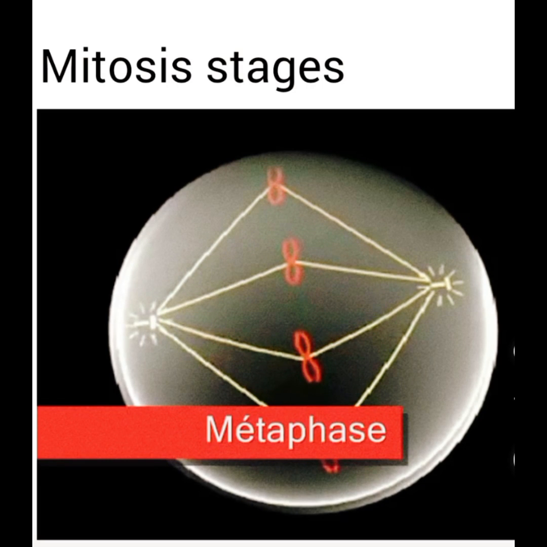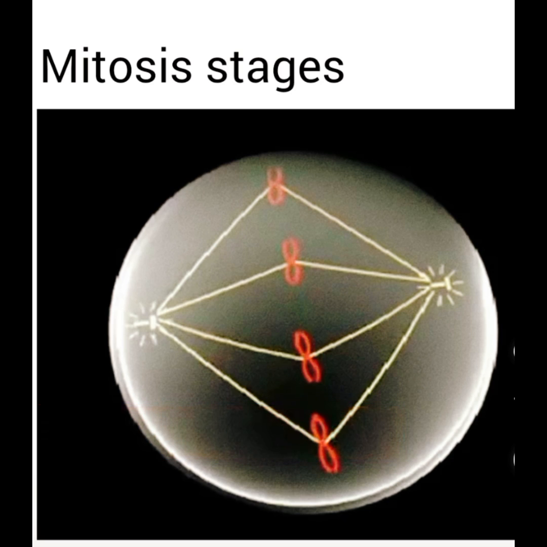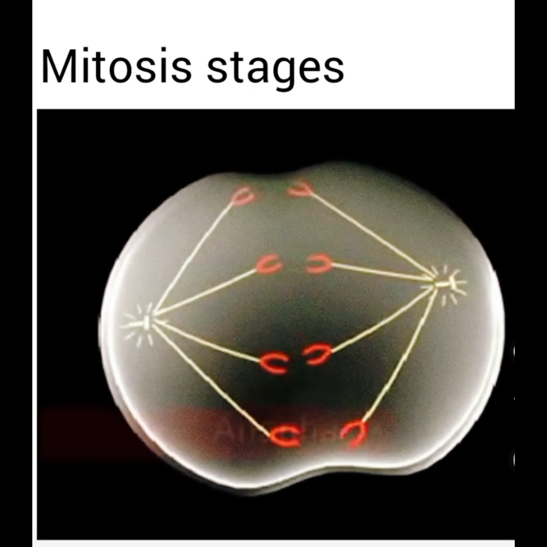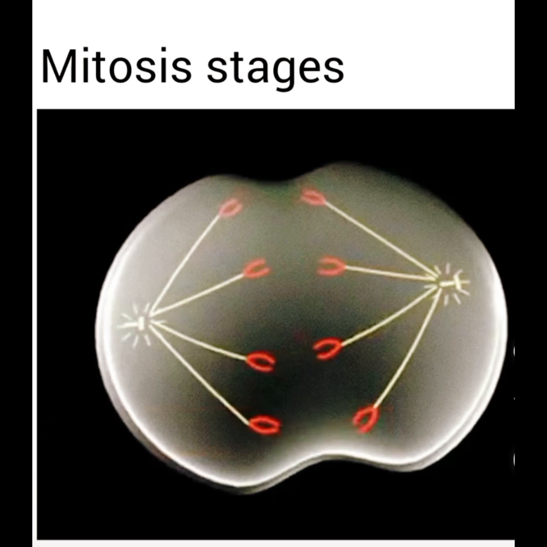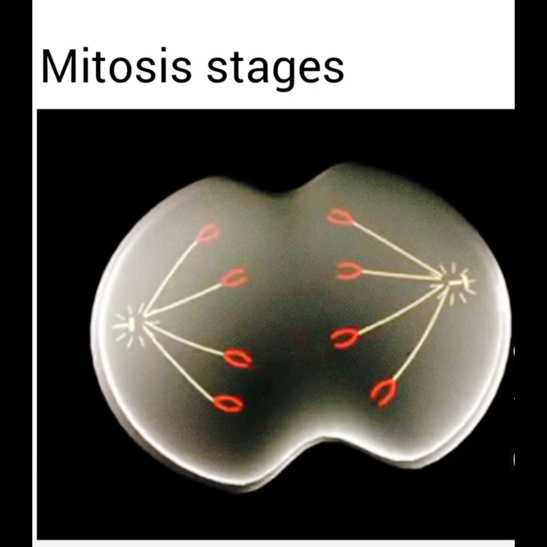Now metaphase. In metaphase, chromosomes arrange themselves on the equator, and then anaphase. Here the chromosomes separate and move towards the opposite pole by the shrinkage of spindle fiber. Here you see the movement.